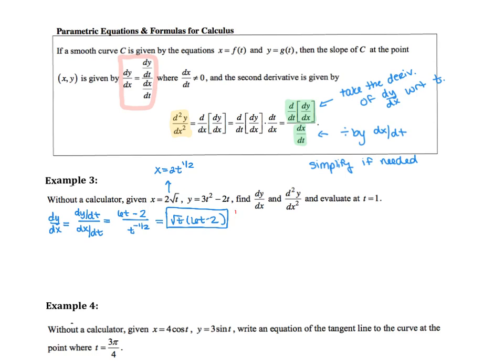And next we're going to evaluate this at t equals 1. So when I plug in a 1, I just end up with the square root of 1 times 6 minus 2, which will give me a 4.